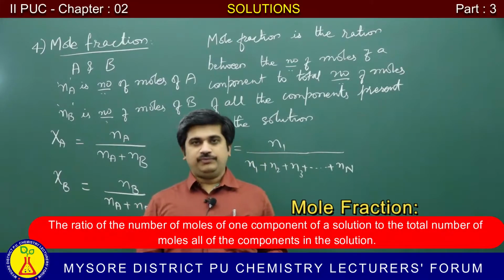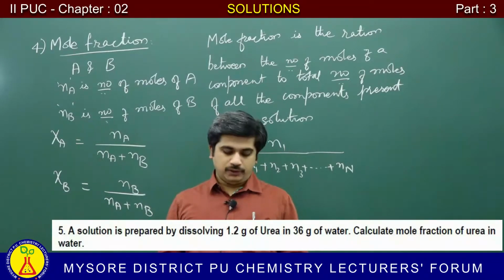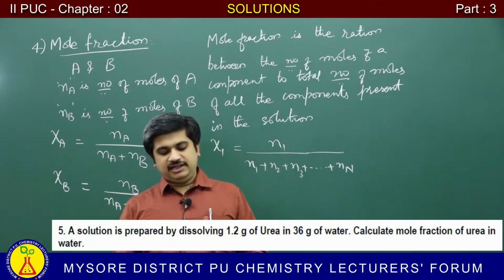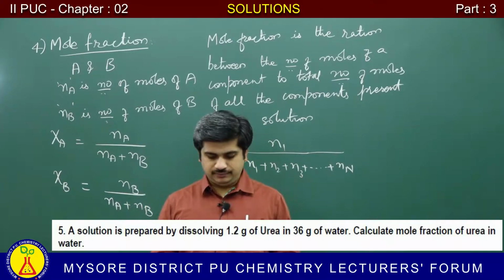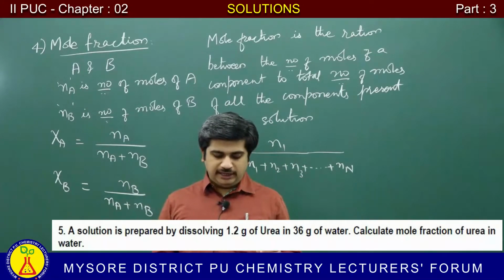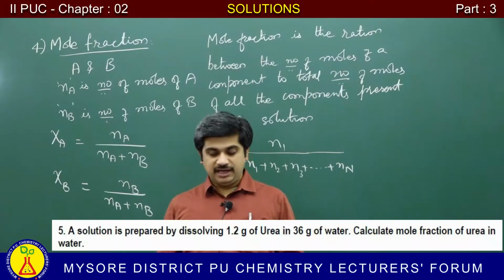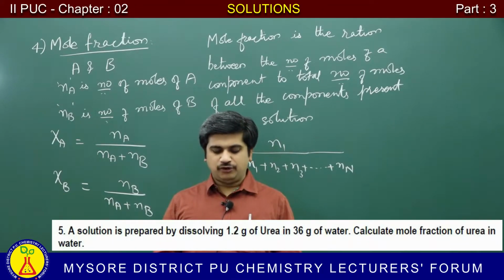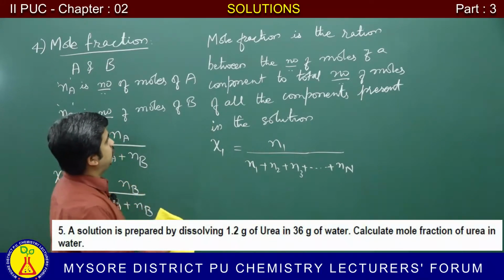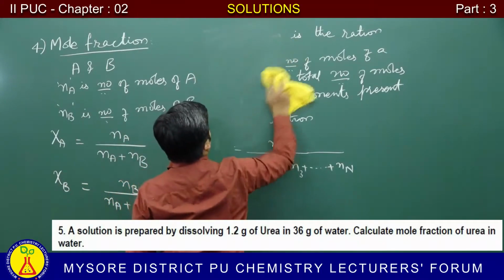Now the problem is: a solution is prepared by dissolving 1.2 grams of urea in 36 grams of water. Calculate the mole fraction of urea in water. So this is the problem for us.